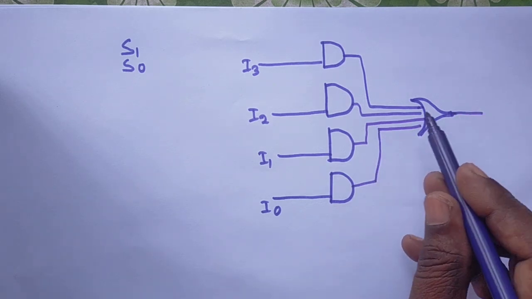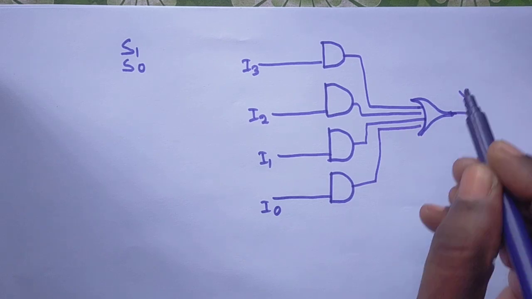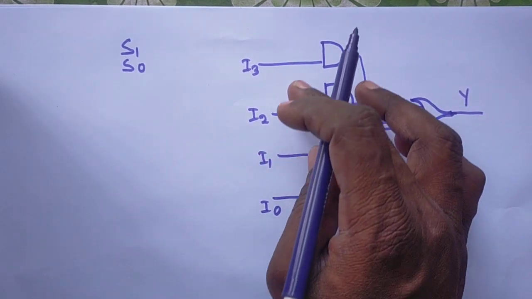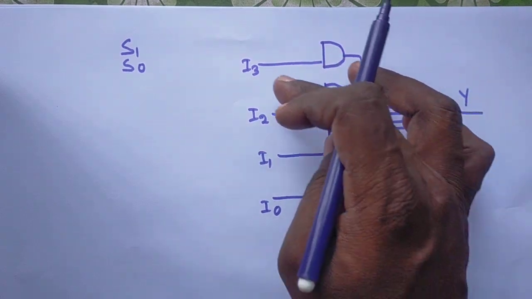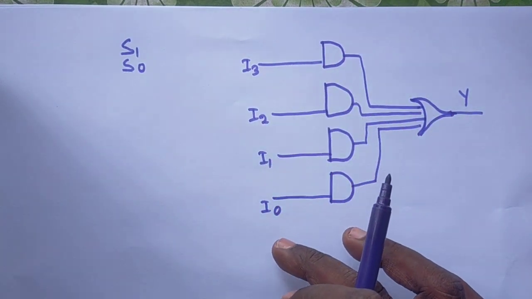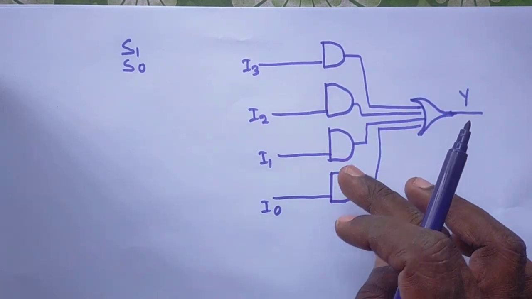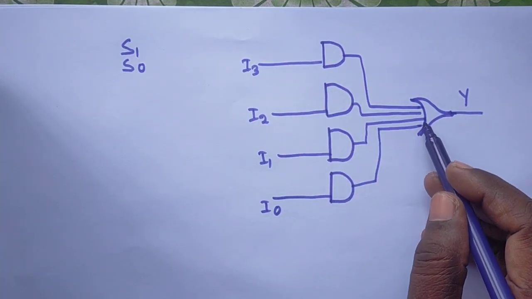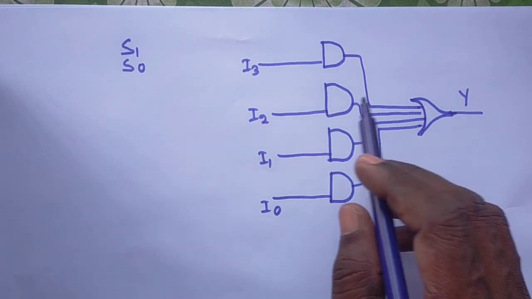And one output, that is a Y output. That is an AND gate, and the term is not completed actually. One data is given to the AND gate, but the output of these four AND gates is considered as input to this OR gate. Y we will consider in this way.